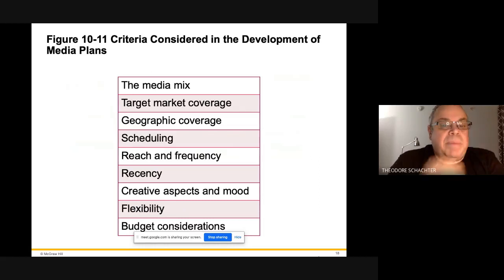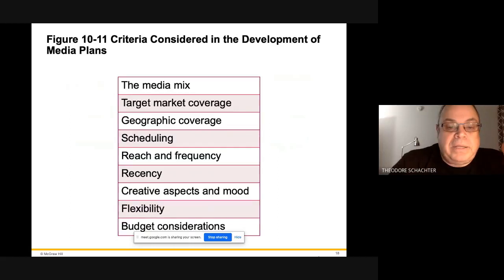So the media mix has to do with how you're going to combine it. You may do traditional with digital, and then you may do paid with social media, with video. You have to decide how much of the market you're going to cover geographically. Scheduling has to do with how often you're going to put the ads out, your reach and frequency, and how often is recency.